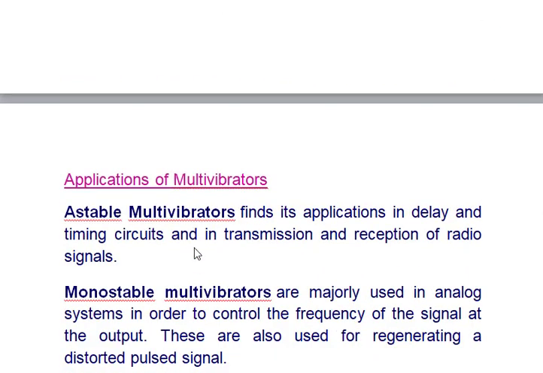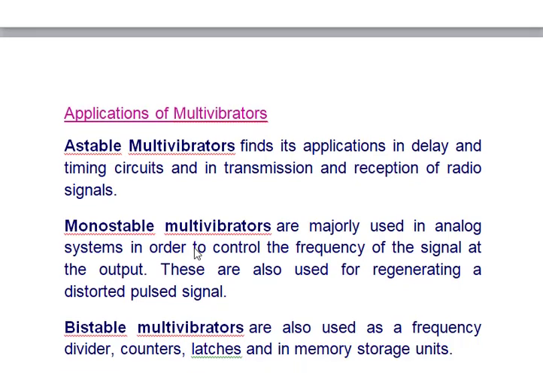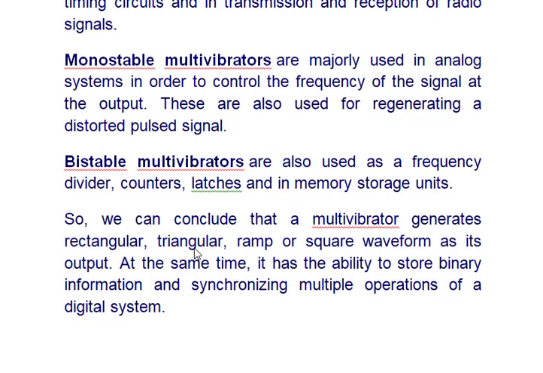What are the applications of multivibrators? Astable multivibrators are used in delay circuits and timing circuits and in transmission and reception of radio signals. Monostable multivibrators are majorly used in analog systems in order to control the frequency of the signal at the output. These are also used for regenerating destroyed pulse signals. Bistable multivibrators are used as frequency dividers, counters, latches, and memory storage units.